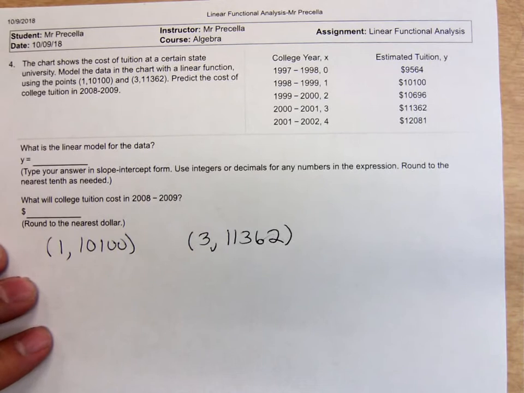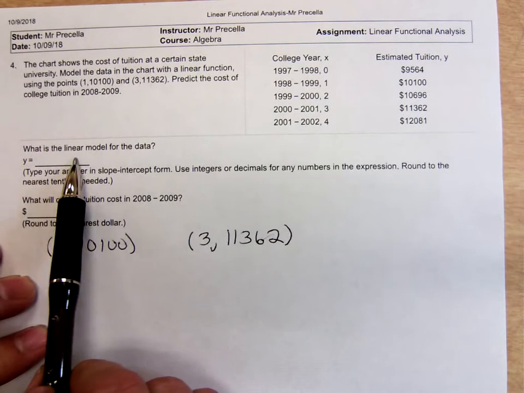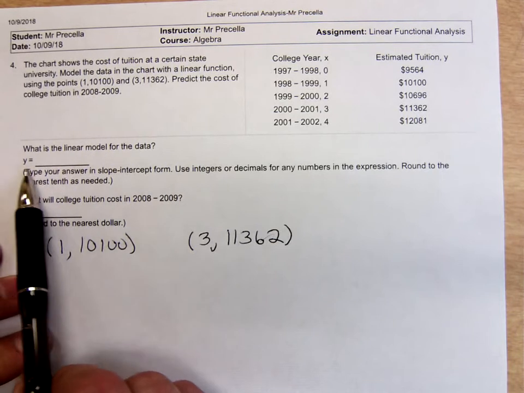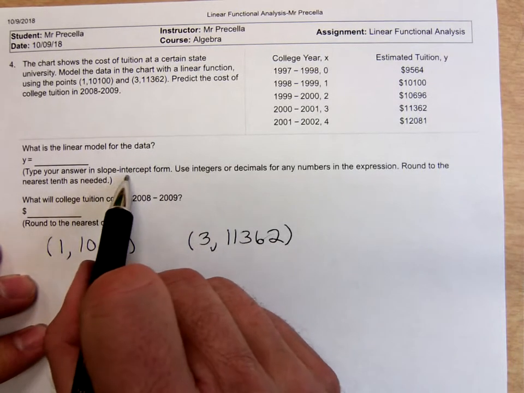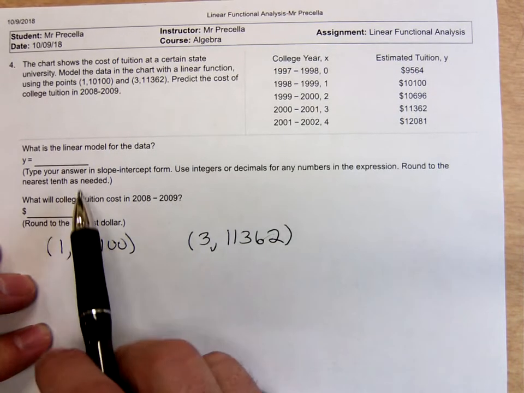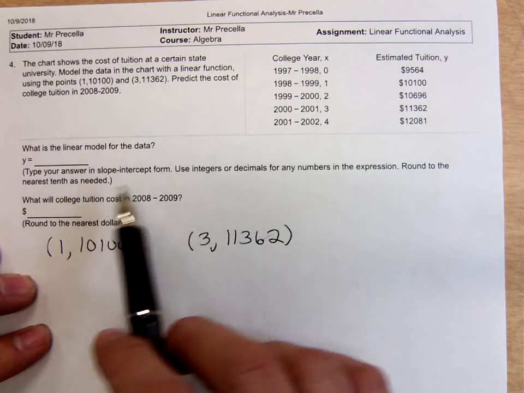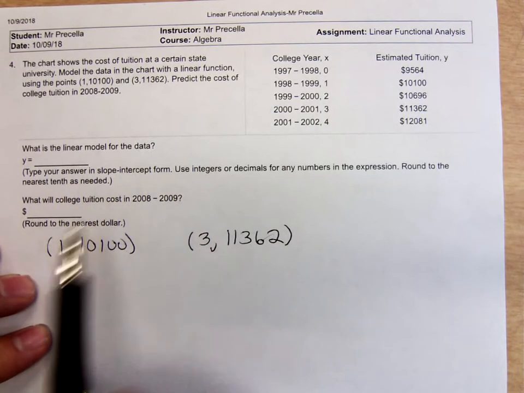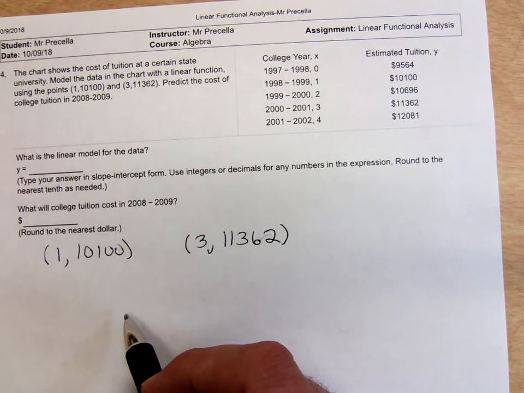We're going to come up first with a linear model, in other words, an equation in the form y equals mx plus b. That's what it means. Type your answer in slope-intercept form. Use integers or decimals. Round it to the nearest tenth as needed. So it's possible you might wind up with a decimal in here. To get started, we're going to find the slope of the line.